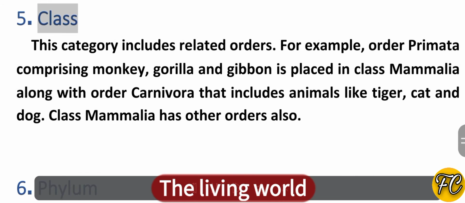5. Class. This category includes related orders. For example, order Primata comprising monkey, gorilla and gibbon is placed in class Mammalia along with order Carnivora that includes animals like tiger, cat and dog. Class Mammalia has other orders also.